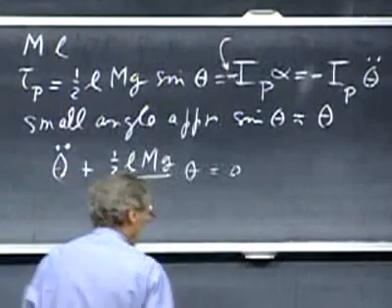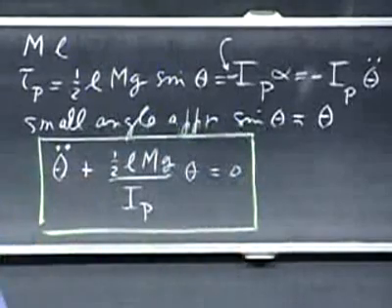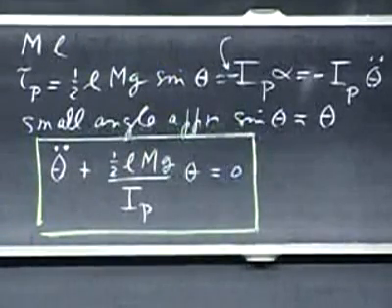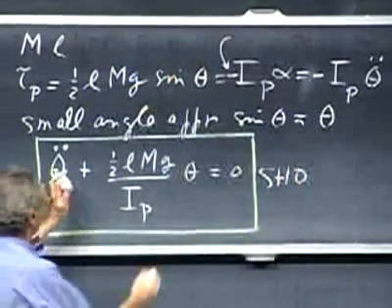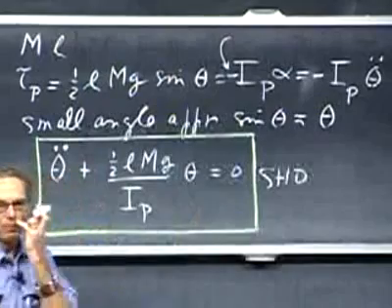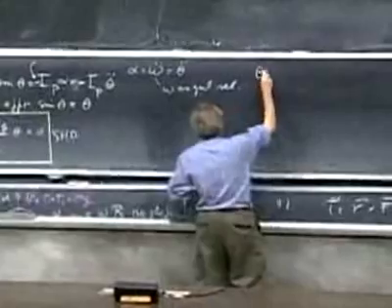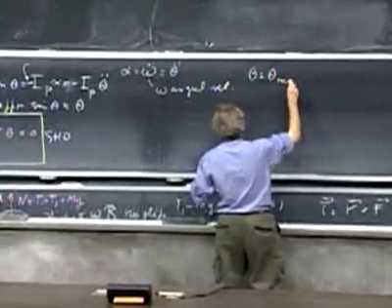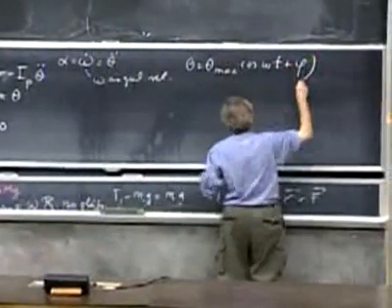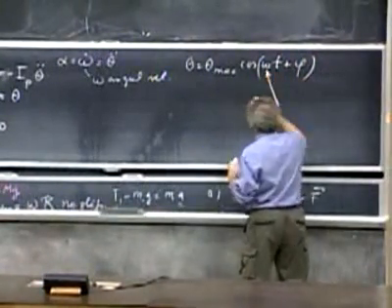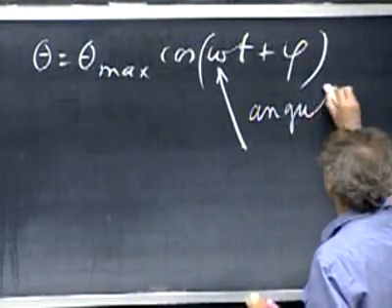Needless to say I'm happy like a clam at high tide because I see here an equation which clearly tells me that we have a simple harmonic oscillation. Theta double dot plus a constant times theta is 0. And so we must get as a solution that theta must be some maximum angle times the cosine of omega t plus or minus phi. This omega has nothing to do with that omega. This is the angular frequency.